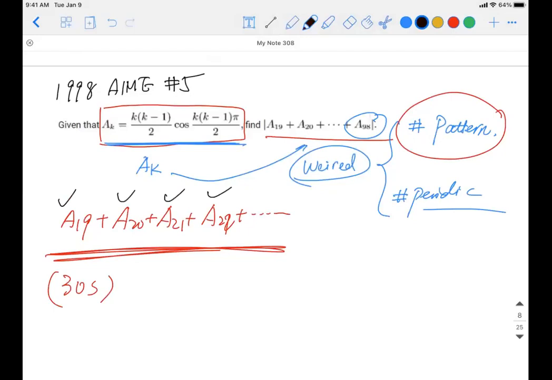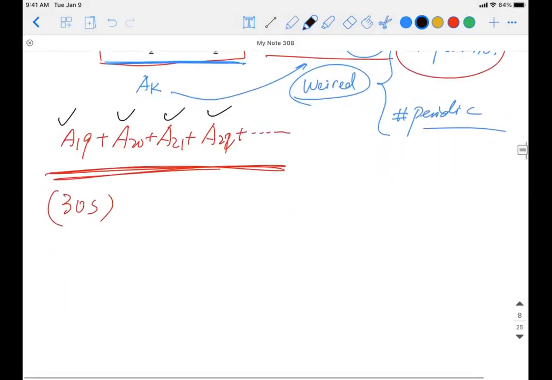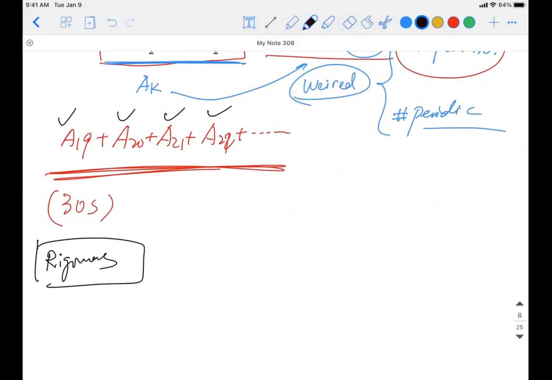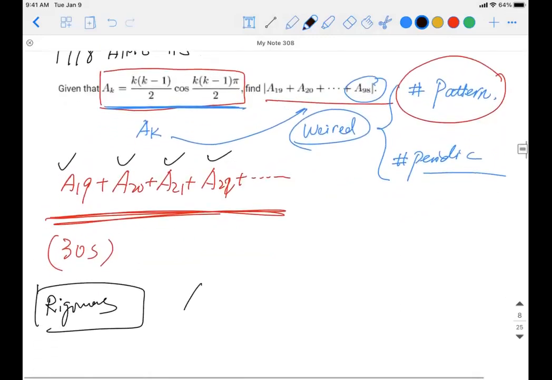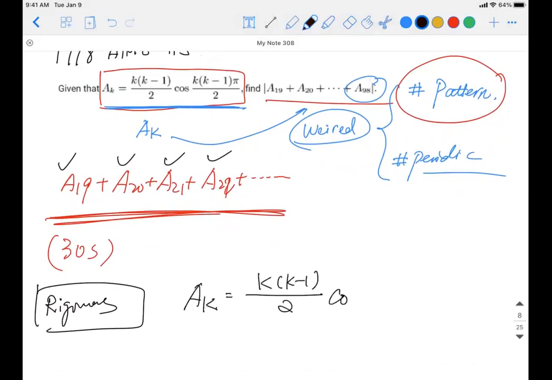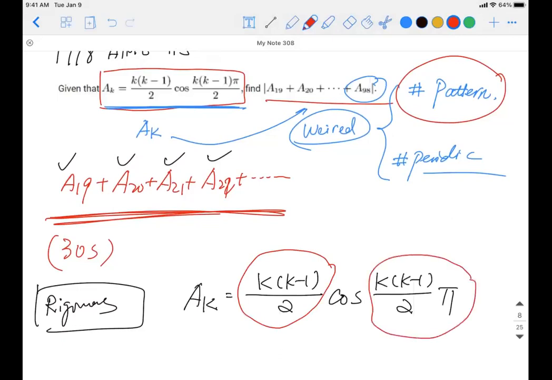Okay, let's go to a more rigorous solution, because a rigorous solution will be exactly the same thing as a pattern. No problem. Let's have a quick look at a_k: k times (k minus 1) over 2, times cosine of k times (k minus 1) pi over 2. Okay, this a_k is actually created by two parts. One is the coefficient, and the same coefficient times pi, you insert it into cosine.